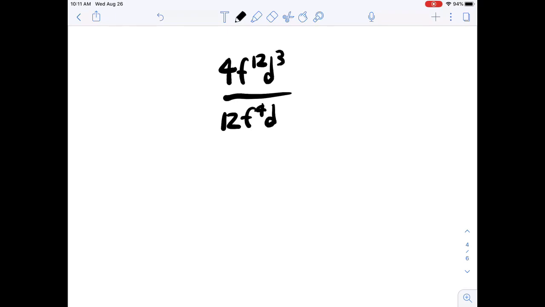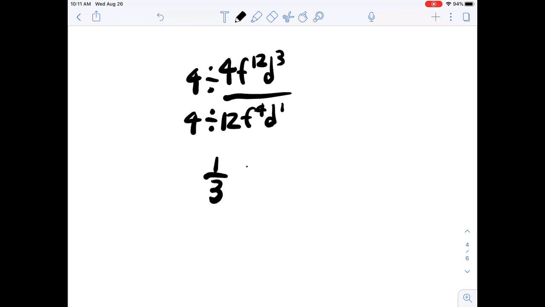In this case, we are going to simplify it. 4 and 12 are both divisible by 4, so we divide both of these by 4, and we write 1 over 3. And then we would subtract the exponents. So 12 minus 4 is 8, and we're doing 12 minus 4 and not 12 minus 1 because that's not the same variable. So 12 minus 4 is 8.